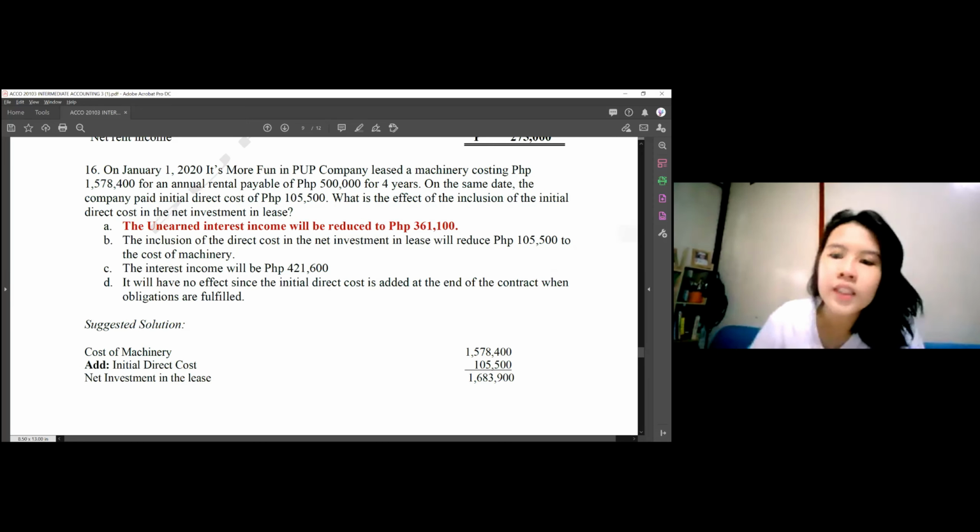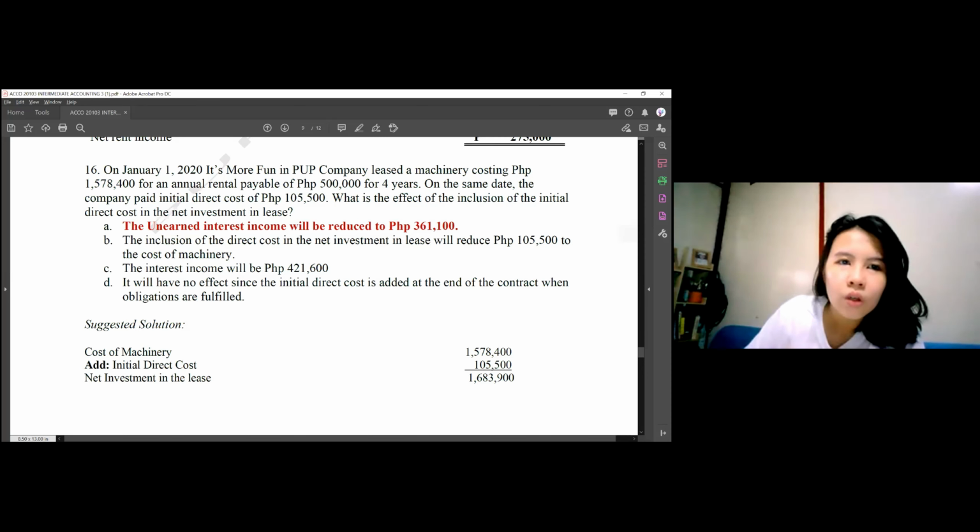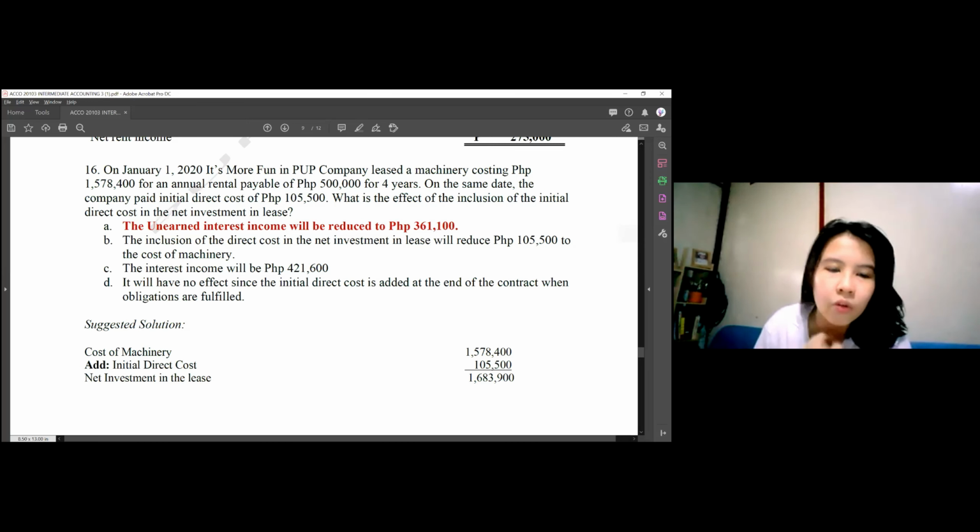So, we can say na ang net investment of the lease is 1,683,900. Okay. So, yung pag-include ng initial direct cost ay may effect ng mas spread siya, 'di ba? Like over the lease term. And mare-reduce niya yung interest income ng finance lease.